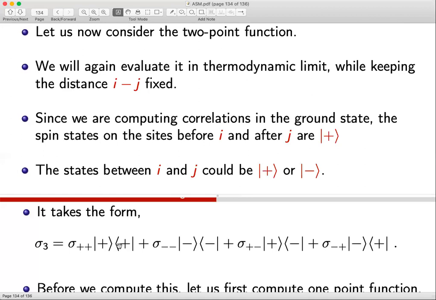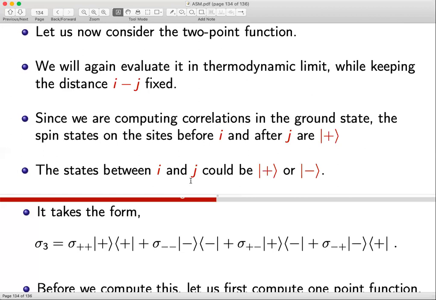Now at j again you have a choice, but across j you know that the state is positive. So if the j minus 1th state is positive and the j plus 1th state is positive, then the j state has to be positive, it doesn't have a choice. And therefore if sigma plus plus clicks at the ith site, sigma plus plus would click at site j also. Therefore, if the entire chain is plus plus plus all over, then you get a sigma plus plus squared contribution, one sigma plus plus at I, one sigma plus plus at j.